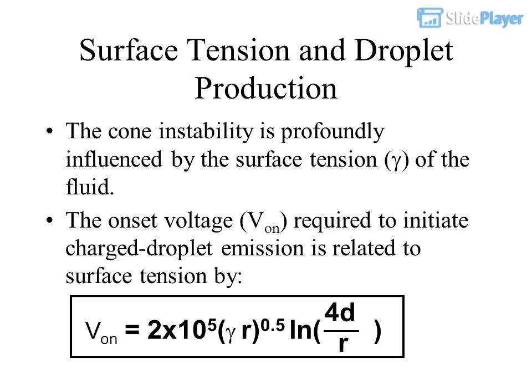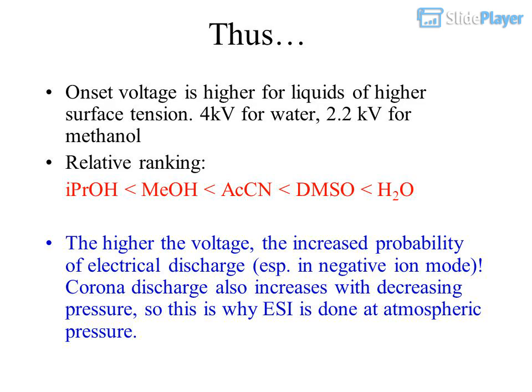The cone instability is profoundly influenced by the surface tension, gamma, of the fluid. The onset voltage, V_ON, required to initiate charged droplet emission is related to surface tension by V_ON = 2 x 10^5 (gamma r)^0.5 ln(4d/r). Thus, onset voltage is higher for liquids of higher surface tension: 4 kV for water, 2.2 kV for methanol. Relative ranking: IPrOH < MeOH < ACCN < DMSO < H2O.